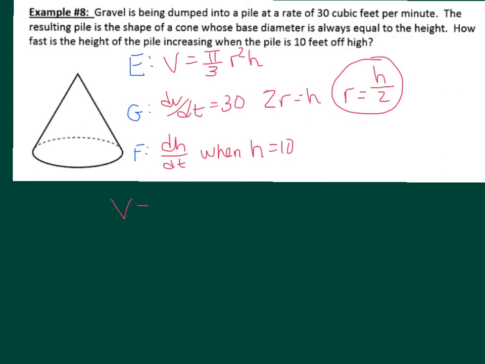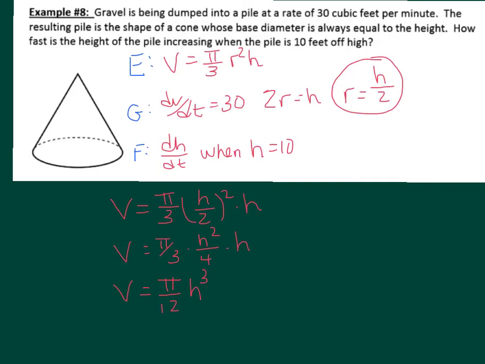So again, first thing I'm going to do is rewrite the volume equation in terms of just, I'm sorry, in just h, because I only have information about dv dt, not dr dt. So pi over 3 times h over 2 squared times h gives me pi over 3 times h squared over 4 times h. So my new volume equation is going to be pi over 12 h cubed. See if you can take it from there to find dh dt.